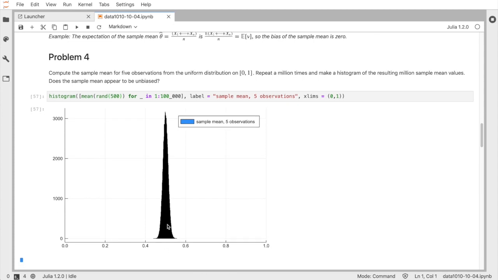So this is an ideal scenario. You have a small standard error and you're unbiased. So your bias is 0, your standard error is small, and that means with high probability you're going to be quite close to the actual value.